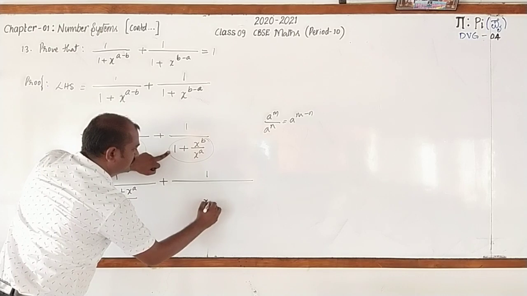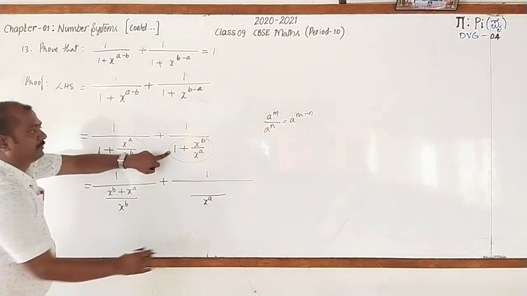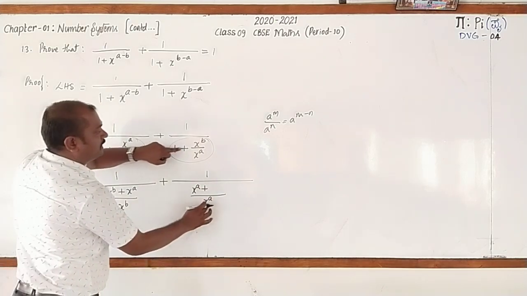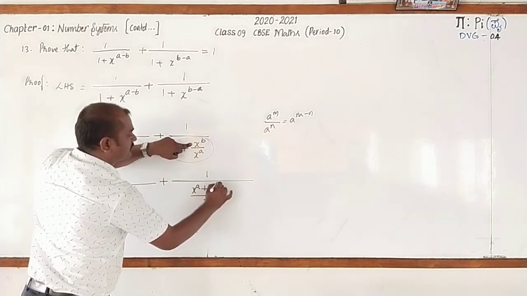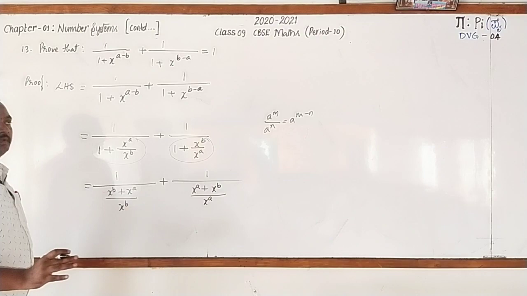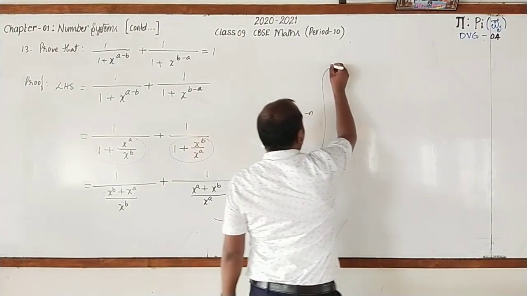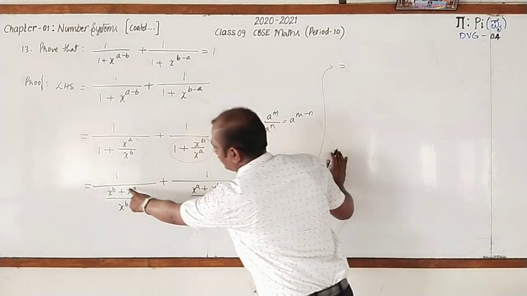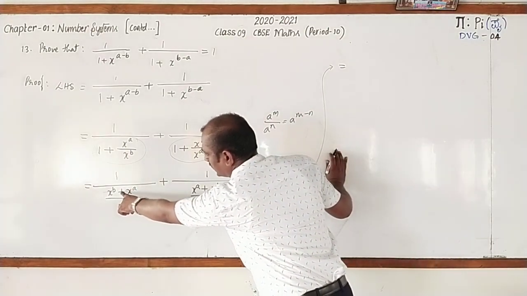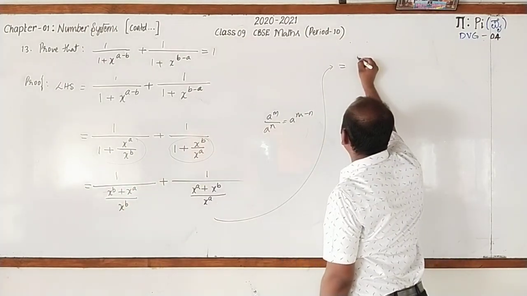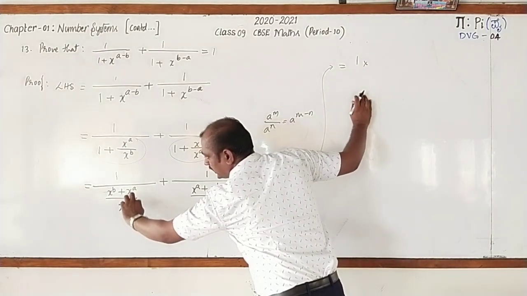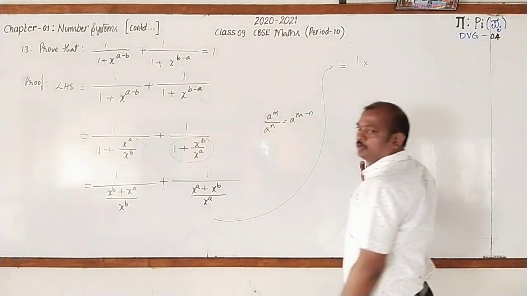What is the LCM? X raised to the power a. Multiply it with the first term, x raised to the power a. Multiply the LCM with the second term, it gets cancelled, leaving x raised to the power b. Now let me write here. This is equal to, this can be written as 1 into, it is in p by q form. Take the reciprocal, it is q by p.